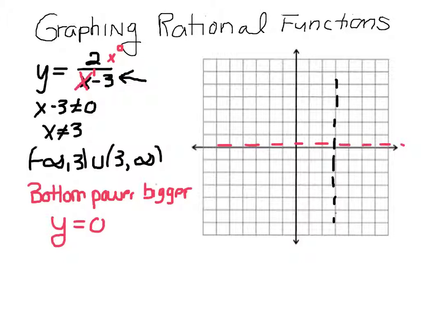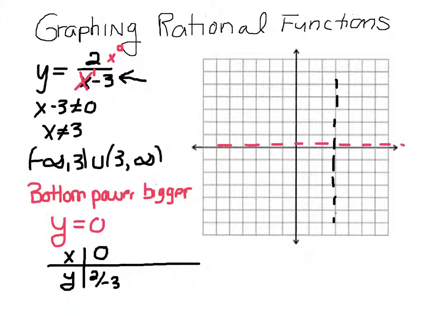Step 2, horizontal asymptotes. Step 3, test points to the left and right of the vertical asymptote. So at this point in my graph, I'm going to make a table of values for x and y, which I'm making sideways so it'll fit on the screen. And let's try at 0, I get 2 over negative 3. Let's try at 2, I get 2 over negative 1. And at 4, I get 2 over 1.